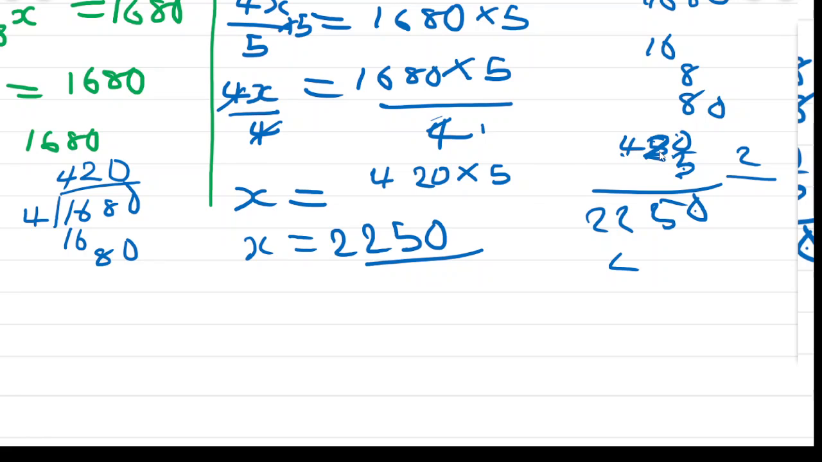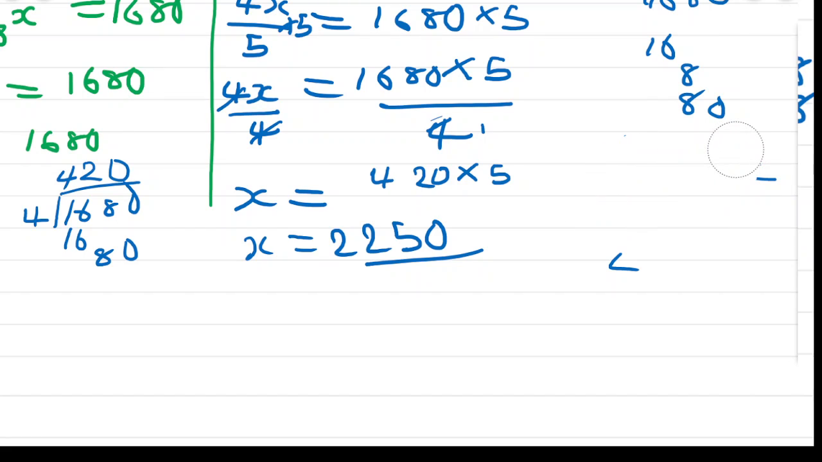So 5 times 2 is 10. 0 carry 1, that is 0 here. 5 times 4 is 20, so plus 1, 21. Okay, this is 2100. Sorry about that, we wrote 450 instead of 420. So x should be 2100. So this is our final answer for x.